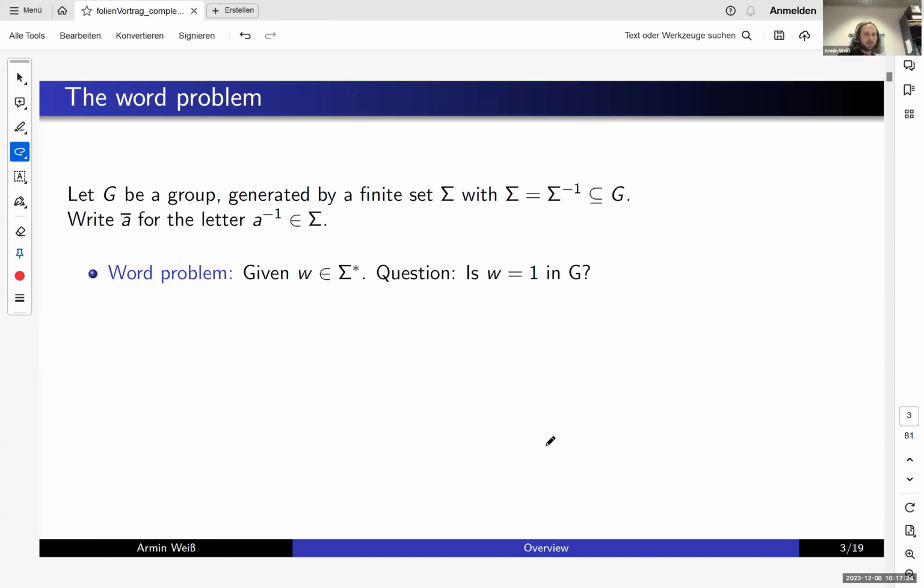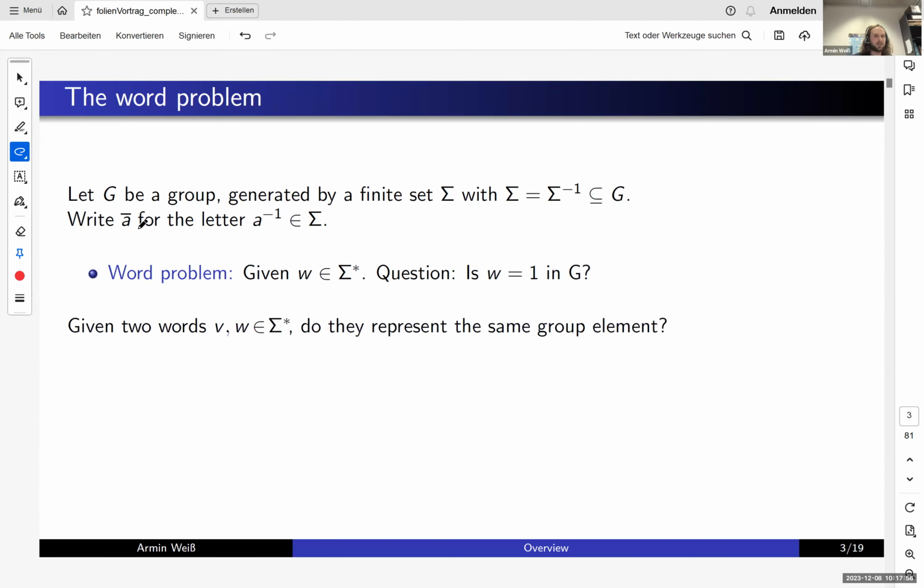Now the word problem should also be known. We have a group generated by a finite set sigma, and I assume that we always have all the inverses, but that's not always necessary, it just makes everything simpler. I always write a bar instead of an inverse, it looks nicer, and we can distinguish whether it's a different letter or we mean the inverse in the group. The word problem is: I give you a word and you decide whether this word represents the identity of the group. Or it can be seen as: I give you two words and you want to know whether the two words represent the same element.